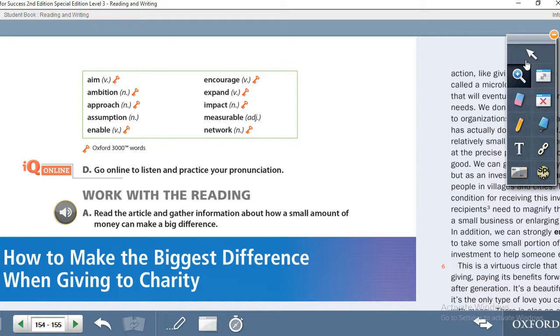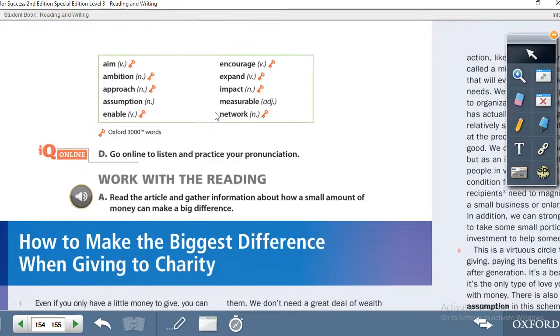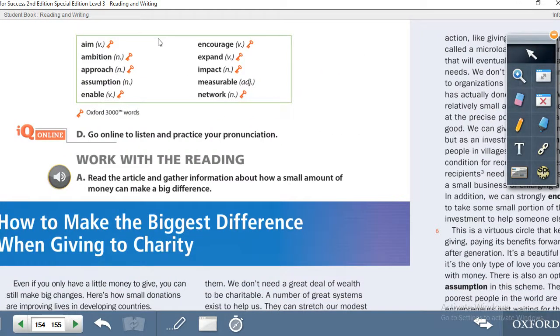So this is the vocabulary that they were talking about in exercise C. I will just read through the vocab. Aim, ambition, approach, assumption, enable, encourage, expand, impact, measurable, network. So they even tell you next to each vocab whether it's a verb, noun, or an adjective.